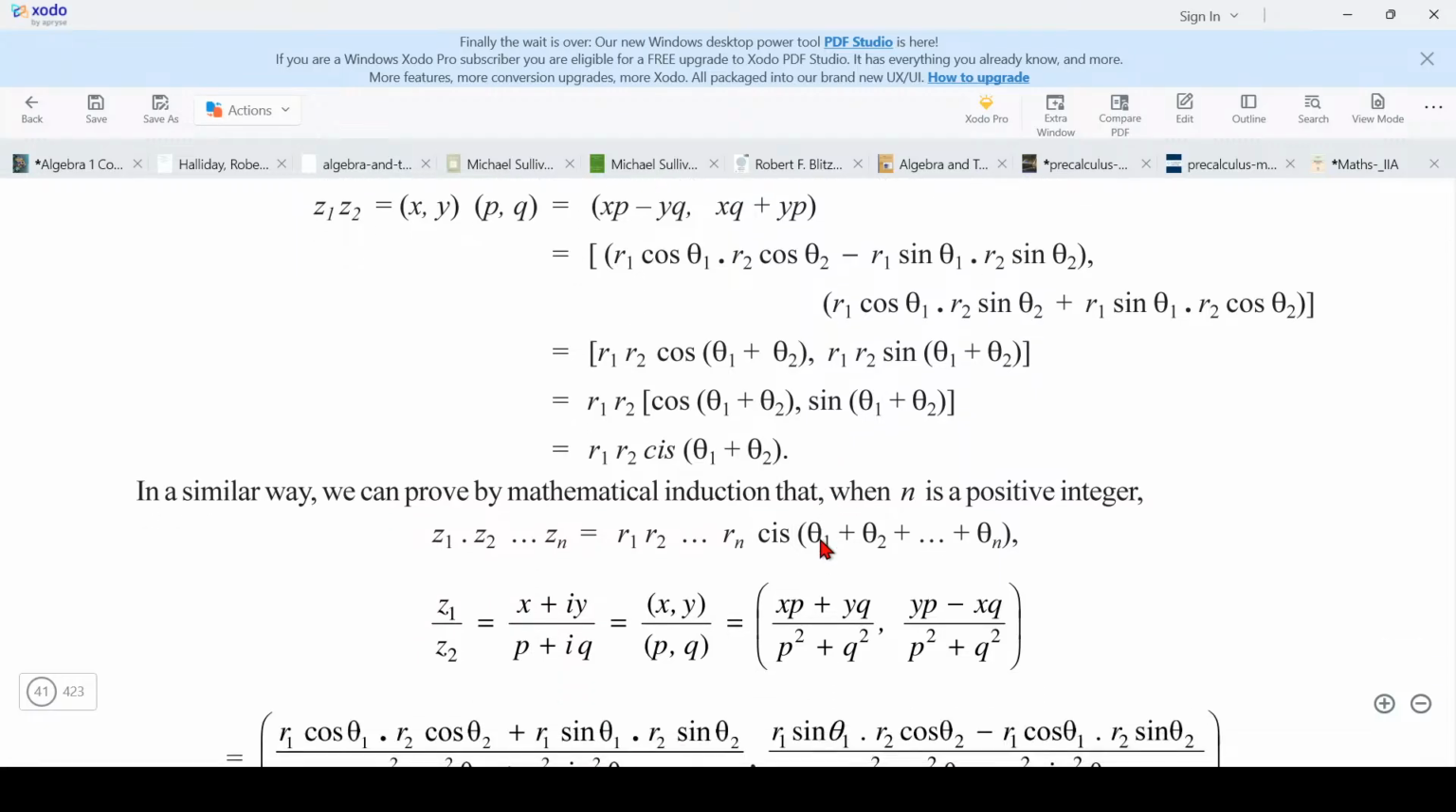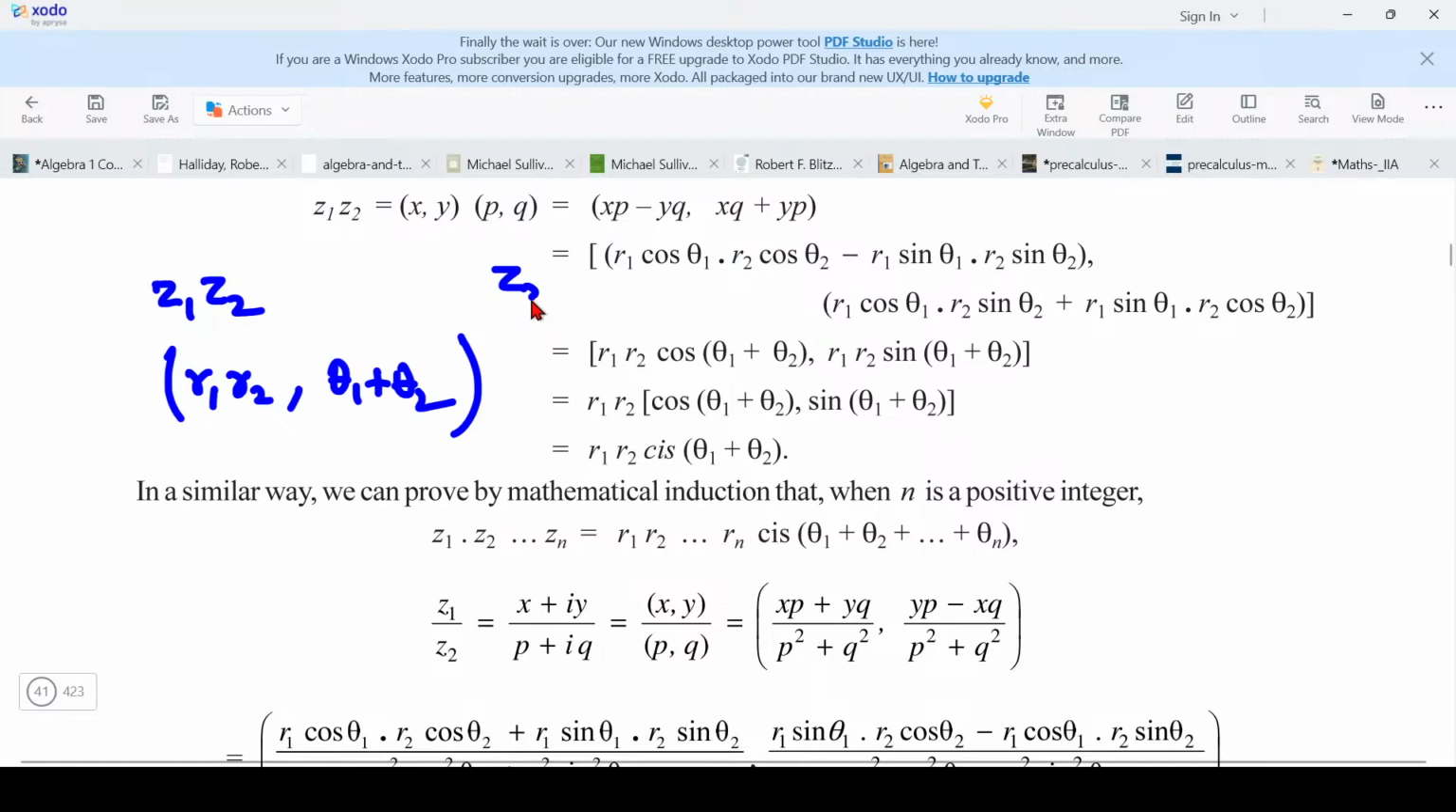Agree? When two complex numbers are multiplied, what will happen? Their magnitudes will get multiplied, their angles will get added. Now, if it is happening with two complex numbers, obviously it will happen with any n number of complex numbers. For example, if you multiply Z1, Z2, it becomes R1 R2 and theta 1 plus theta 2. If you multiply this with some Z3, say R3 and theta 3, you will get R1 R2 R3 and the angle will become theta 1 plus theta 2 plus theta 3.